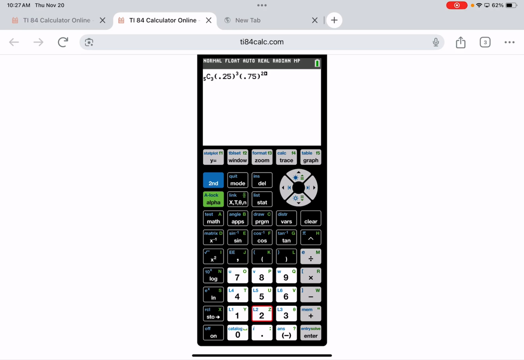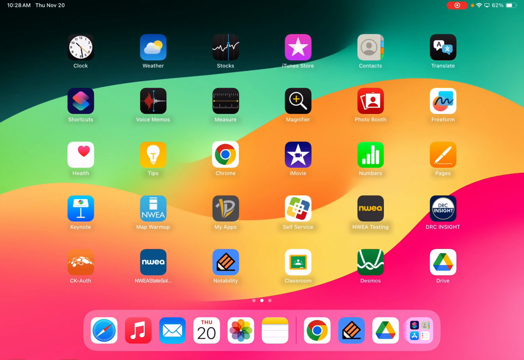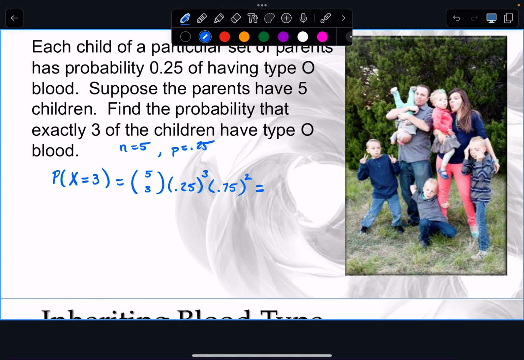And so on the homework, obviously if you're using the formula, you would write out what this looks like. And then once we get it all entered, we hit enter, and we get our probability. So for a family with 5 kids in this particular scenario, there's about an 8.8% chance that exactly 3 kids would have type O blood. So when we plug that in the formula, we get that 0.088.